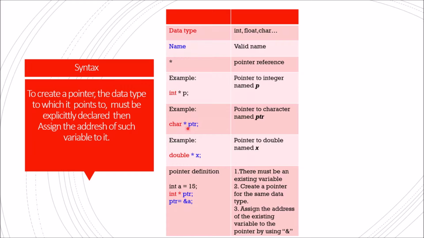Okay, let's continue. This one will be the example of a pointer called ptr, pointing to a char type. Okay, a char variable. This one points to a double variable. Now let's do the pointer definition.